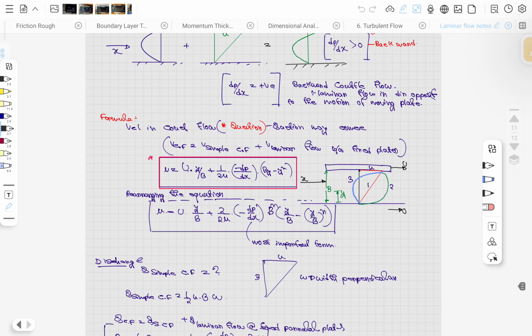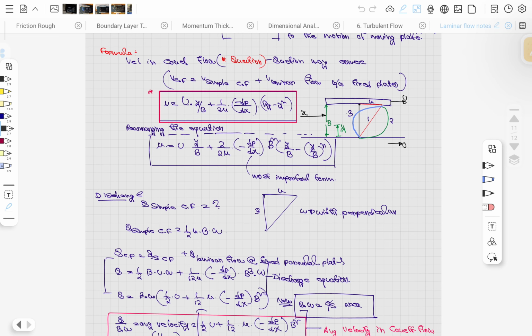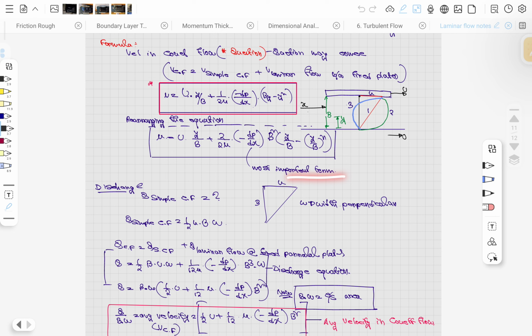So the formula is: u equals the velocity of simple Couette flow plus the velocity of laminar flow. So U y by b, which is the normal flow between the parallel plates, plus 1 by 2 mu, minus dp by dx, into (b y minus y square). Rearranging those equations, we get u equals U y by b, minus b square by 2 mu, dp by dx, into (y by b) times (1 minus y by b). The most important term is dp by dx, the pressure gradient.